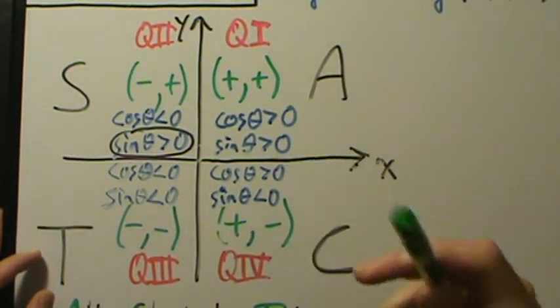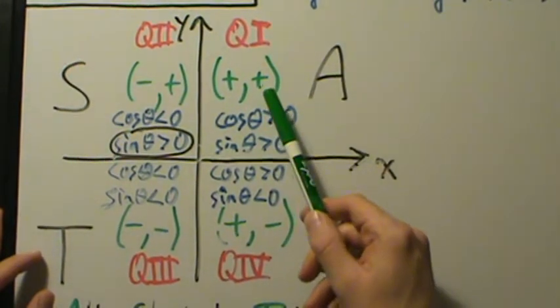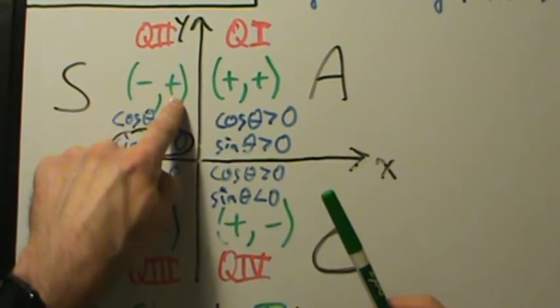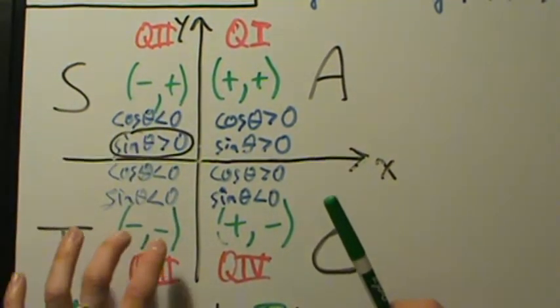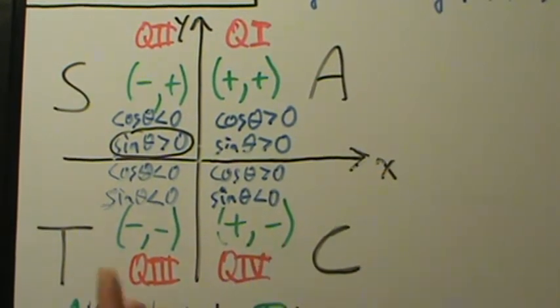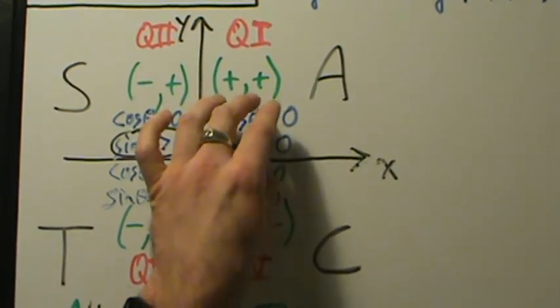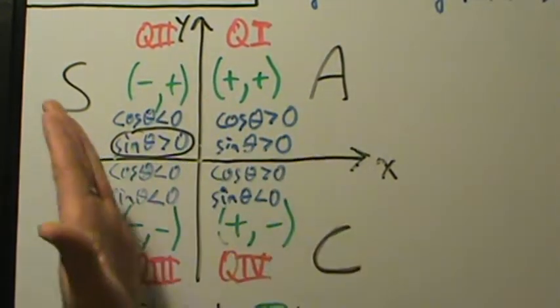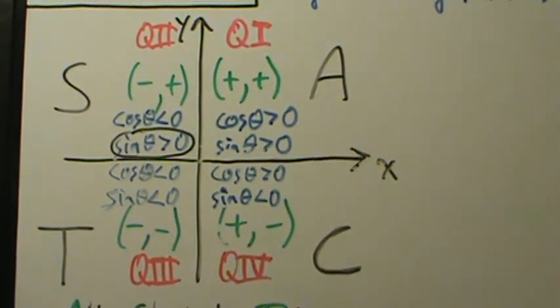So in the first quadrant, know that both coordinates are positive. In the second quadrant, know that the x-coordinate's negative, the y-coordinate's positive. In the third quadrant, they're both negative. In the fourth quadrant, positive x, negative y. And then what you should remember is that cosine of theta corresponds to x. Sine of theta corresponds to y. As long as you keep that in mind, everything else will kind of fall in place.